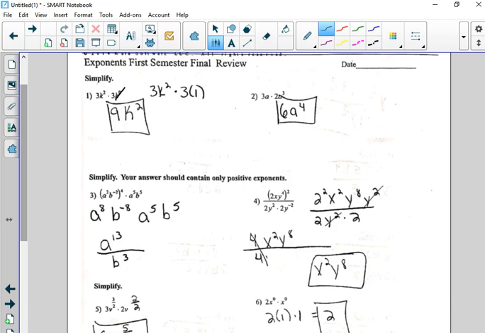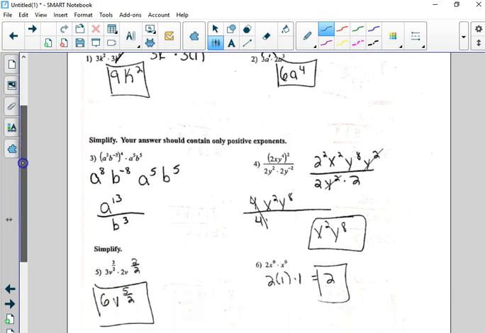Number 2, remember, number times number, 6. A to the 1 times A to the 3 is A to the 4th. Keep the base, add the exponents.